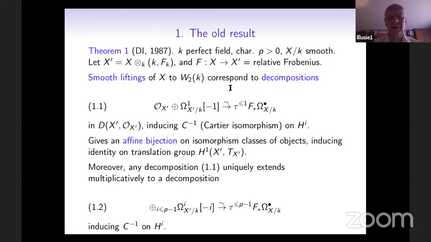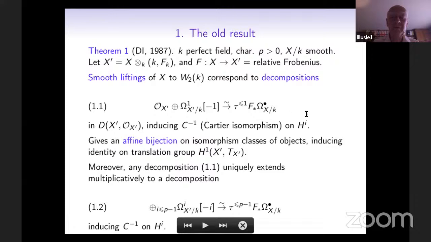In fact, we show more. We show that X lifts to W_2(k) if and only if this truncated de Rham complex is decomposed. Now, local lifts of X exist, and two such local lifts are isomorphic, so they form a gerbe, which is bounded by the tangent bundle. And similarly, local splittings of the truncated de Rham complex exist also, and they form a gerbe bounded by a tangent bundle.